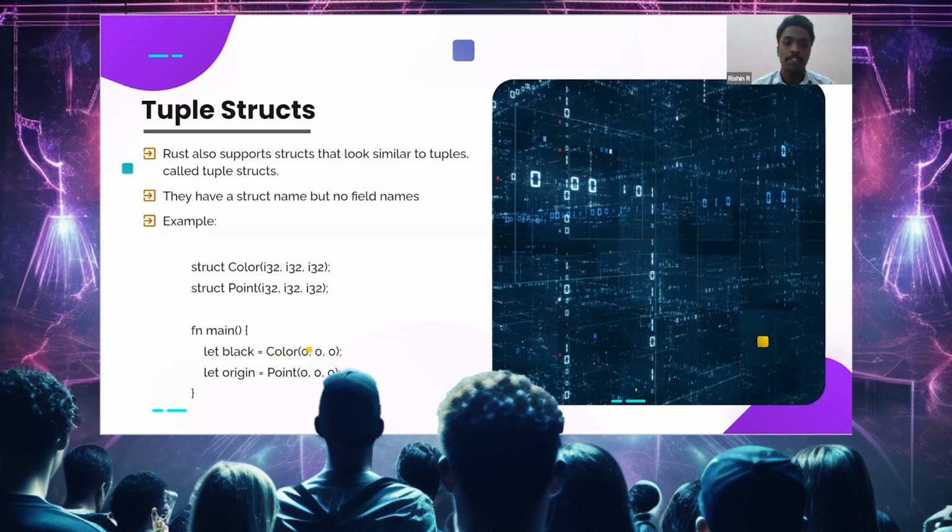So color could be represented using I32, and similarly struct point could be I32. And this is how we create an object: black is equal to color 000, and origin is equal to point 000. So it's a tuple struct creation. In tuple structs, we do not specify the names of entities or data items. What we do is we just specify the data type and the number of data items that need to be placed into the struct. I think the idea is clear.